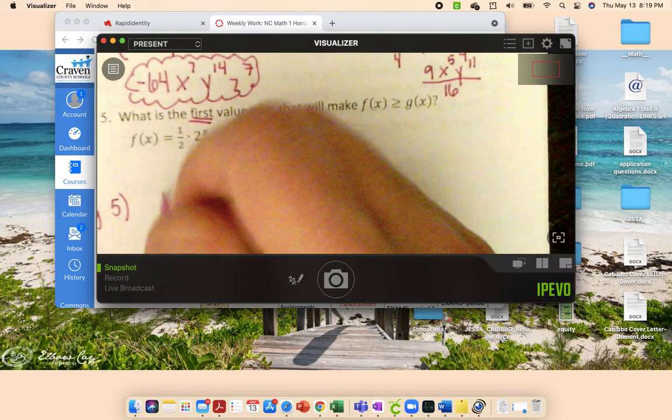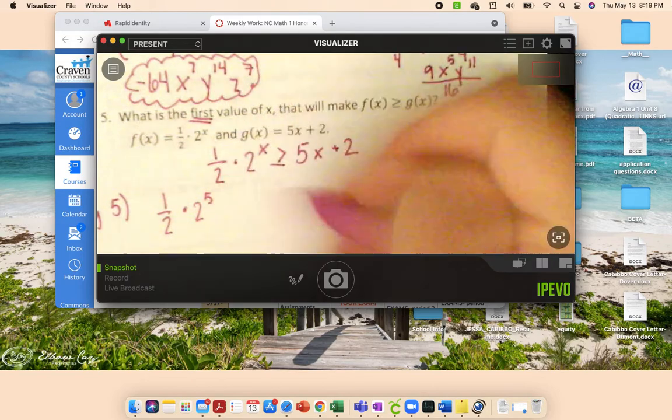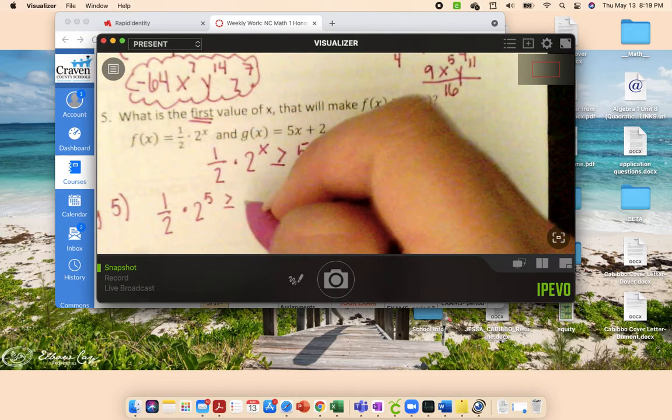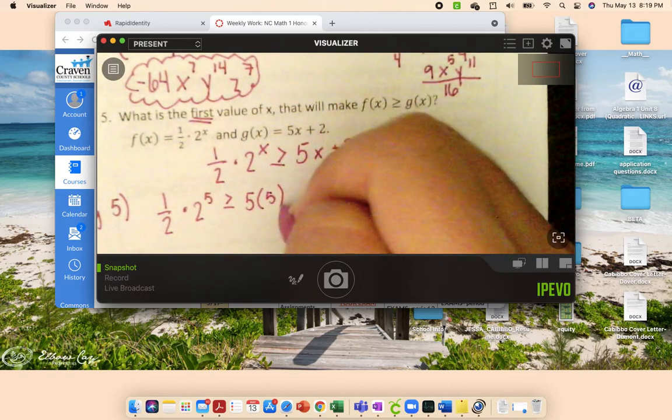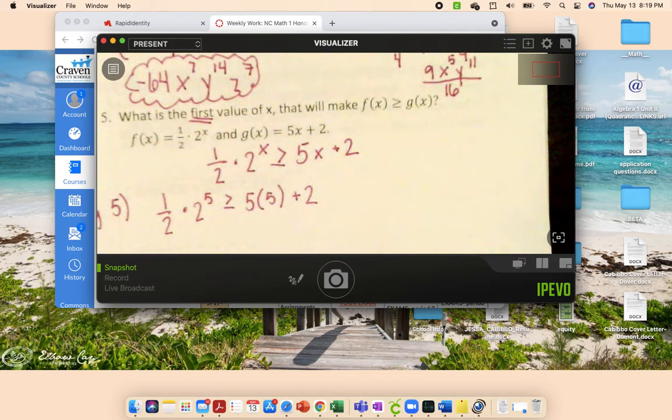So I try 5. I have 1/2 times 2 to the 5th power is greater than or equal to 5 times 5 plus 2. And we would go ahead and use our calculator and solve this one. Let me actually take a quick peek at the practice test for this one. So on your practice test, this is actually question number 5, and this is the non-calculator portion. Just keep that in mind, okay? So that's going to make it a bit more challenging, because we definitely could say, let's use Desmos or something else, but this is not a calculator.